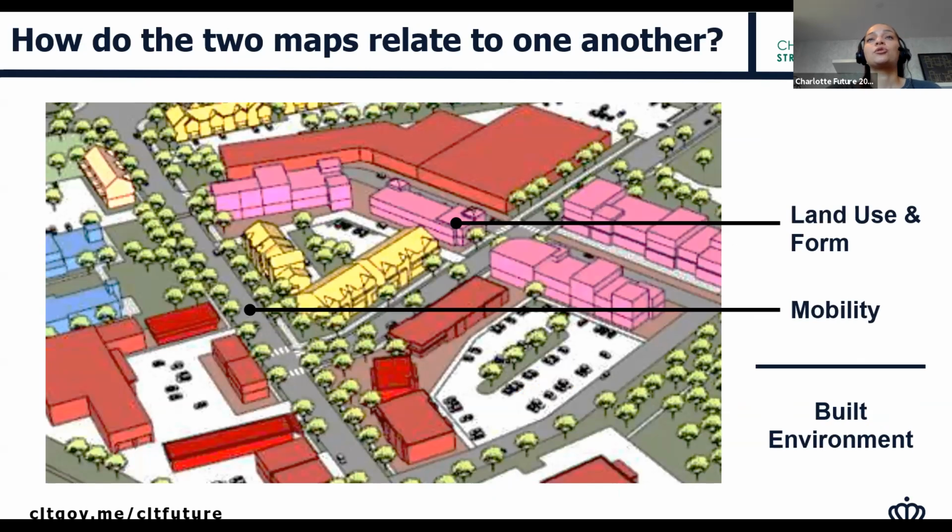As I said before, the two maps, the 2040 Policy Map and the Charlotte Streets Map, relate to each other in the sense that they both are geared towards informing our built environment. Again, the 2040 policy map covers land use and form, so where your uses are and what the form and design of the sites and buildings look like. And then the Charlotte Streets Map covers mobility, which is everything from pedestrian to vehicular, and how you get around, what the streets look like, etc.